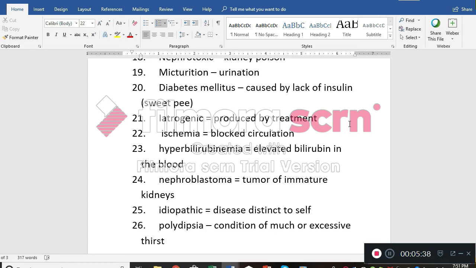Iatrogenic is pertaining to produced by treatment. So again, this is you go to the doctor, you get a cream for something, that cream gives you a rash. That rash is iatrogenic. It was produced by treatment or a physician. Ischemia means blocked circulation. So ischemia would mean that there is not blood getting through to where it needs to go. So like if there was renal ischemia, it would be that the blood isn't getting through to the kidneys.